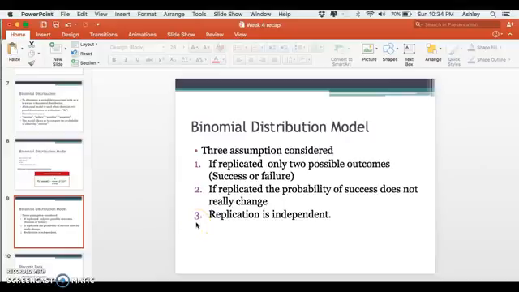With that, you also consider 3 assumptions. Assumption 1 is if it's replicated, only 2, again, possible outcomes can happen, success or failure. 2, if it's replicated, the probability of success does not change. And 3, replication is always independent.